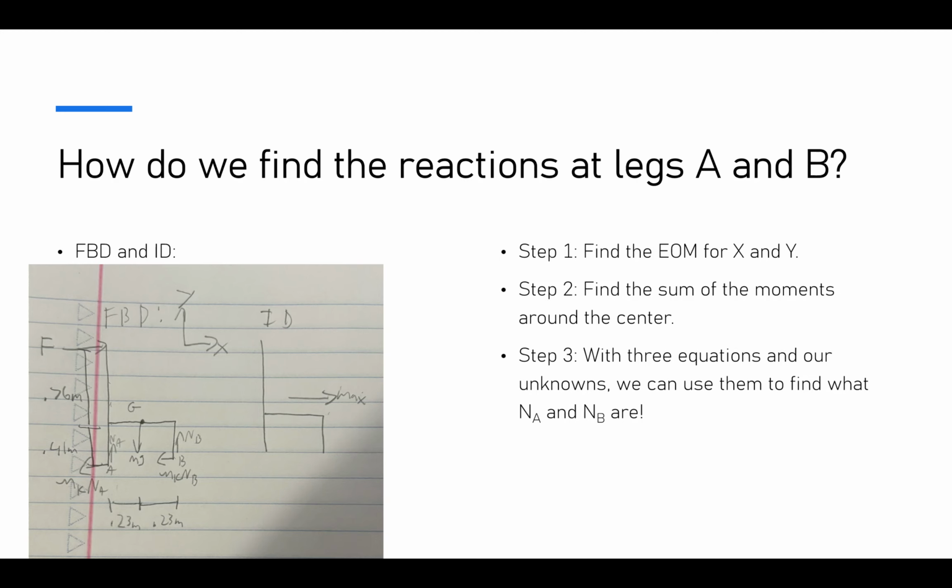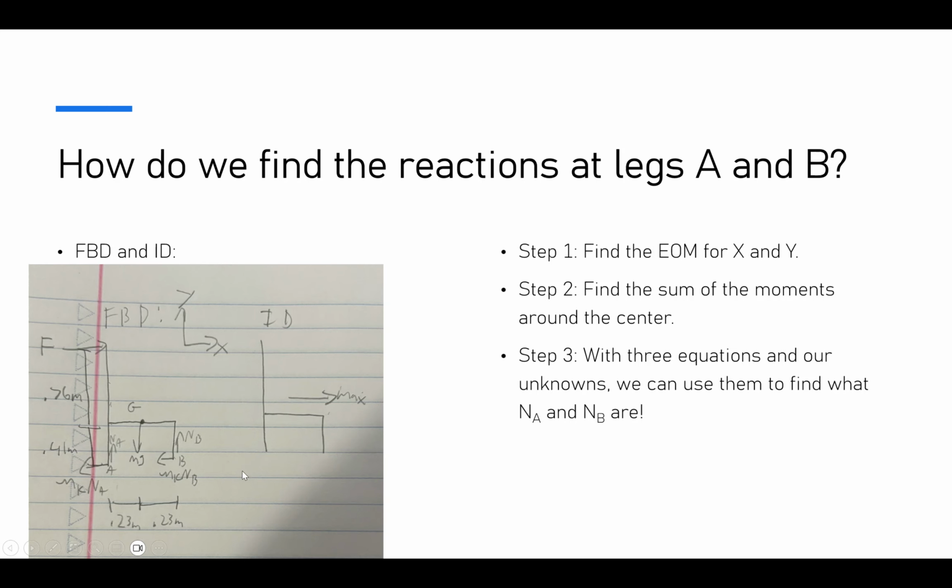So, we have three unknowns here: the normal reaction at A, the normal reaction at B, and the acceleration at x. So first, we have to find our two equations of motion for the x and y from our free body diagram and inertia diagram. And then after that, we can get our third equation, which will be the sum of the moments that each force acts upon around the center.